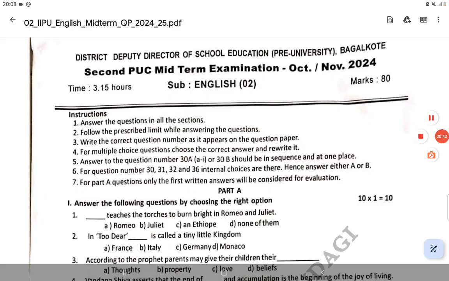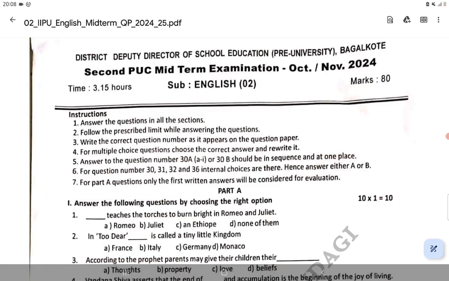Second PUC midterm examination October November 2024. This is the old question paper, the previous year question paper. You can see the time for the examination is changed. The marks are 80, and the subject code is 02. Instructions: answer the questions in all the sections. You have to answer questions on all the sections.